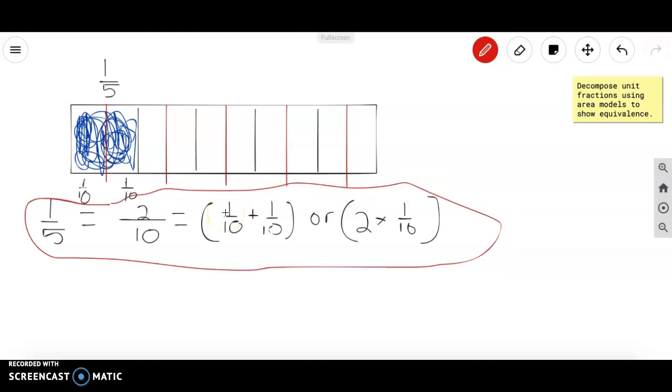There's going to be a lot of different combinations of this that you're working with today on your Zearn, just to continue reinforcing how these rules work with fractions and addition and multiplication throughout this unit.